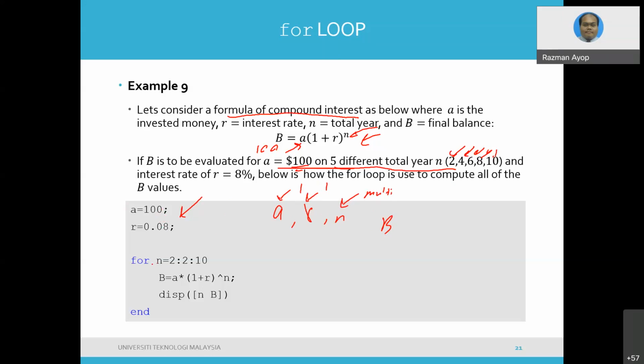Remember, for is based on the index. You can see here 2 to 10 and the step is 2. So basically this means that n equals 2, 4, 6, 8, and 10. Make sure you recall back chapter 2. Then you just insert the formula here.